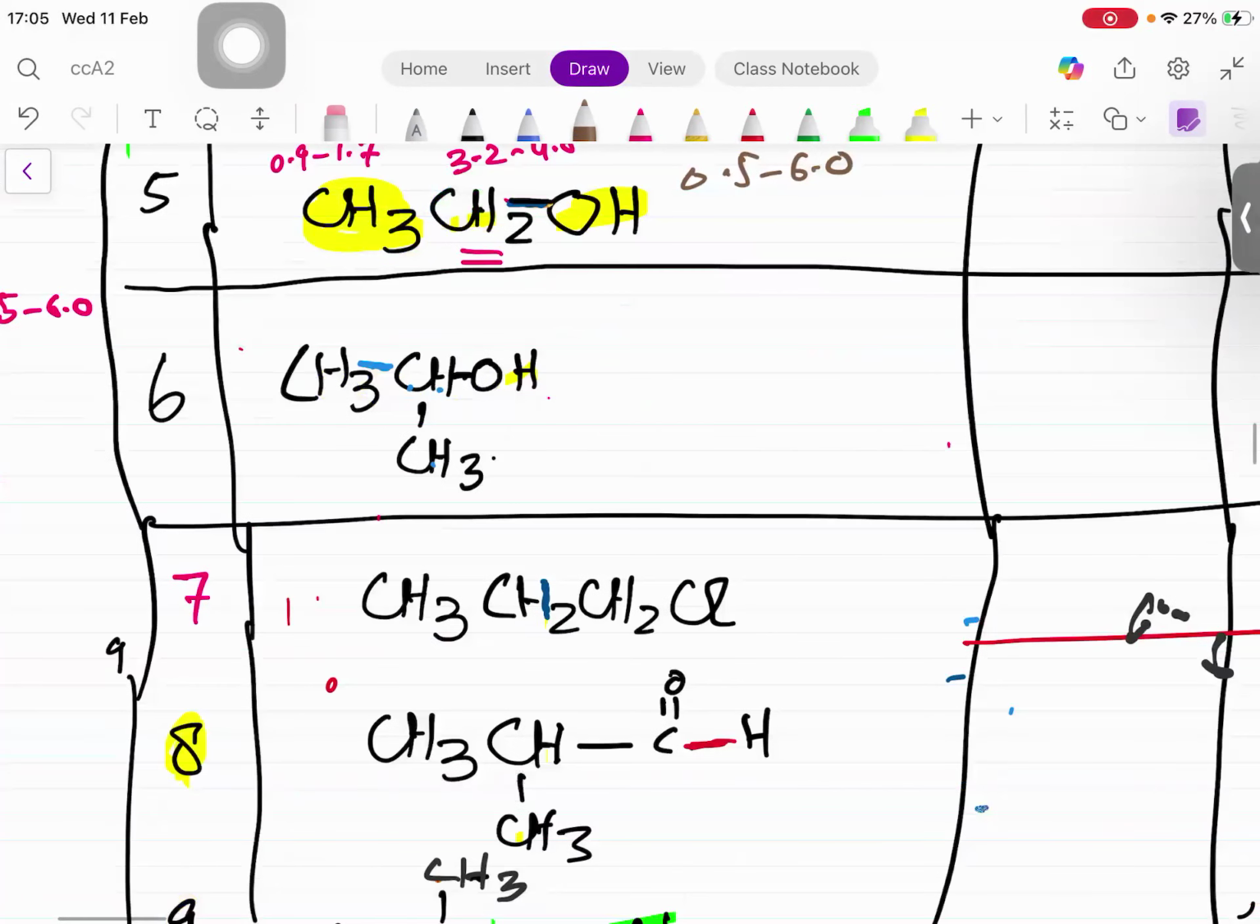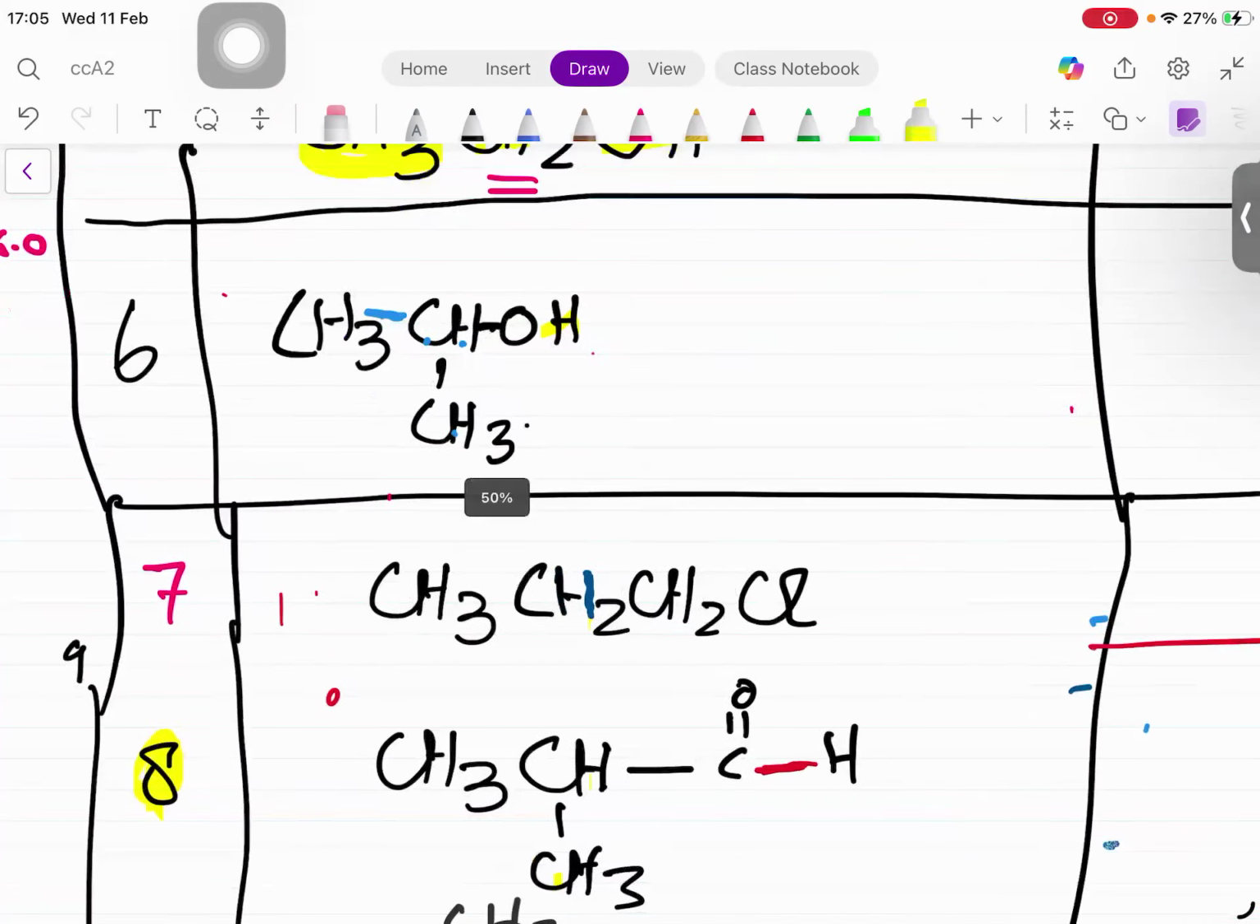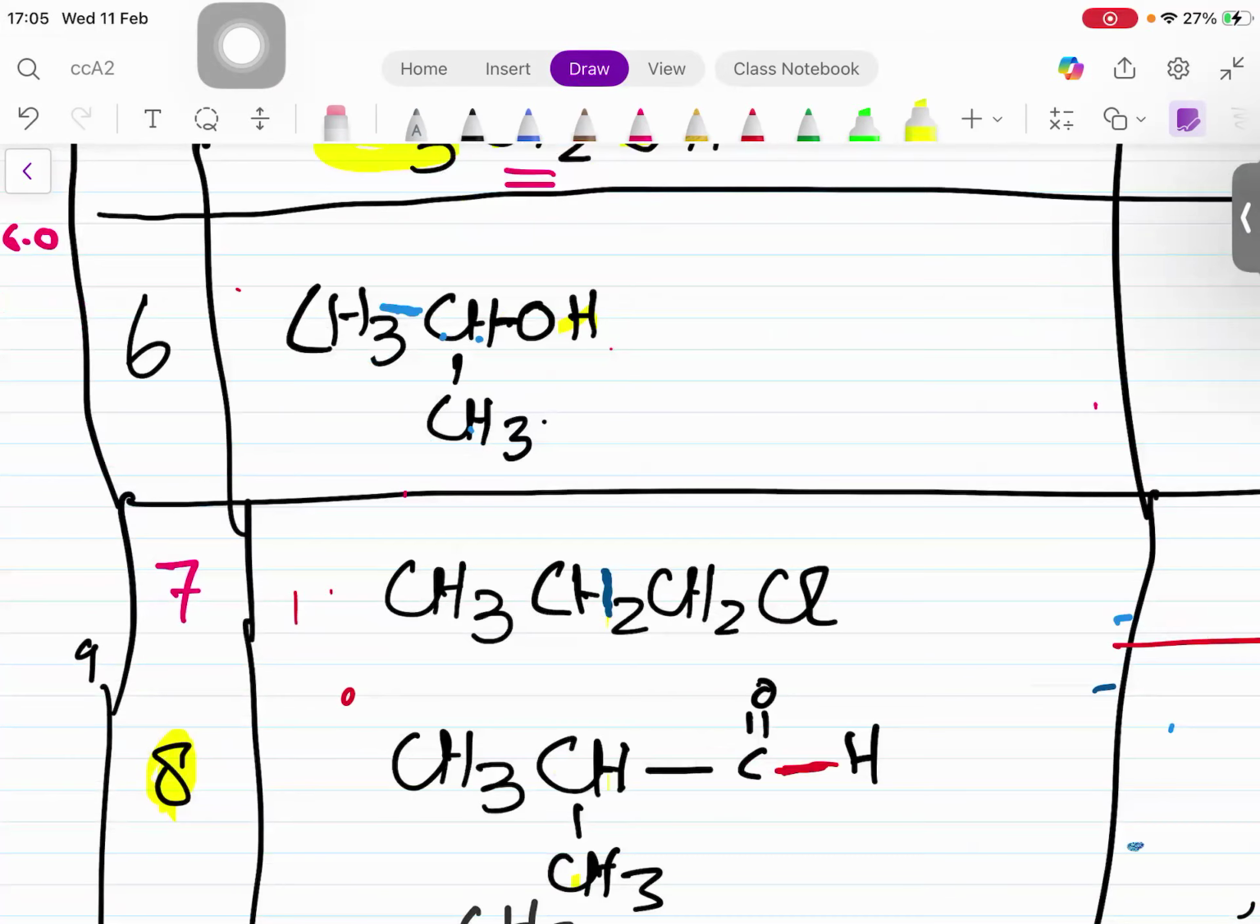What about this 6? So the 3 peaks, then again 0.9 to 1.7. These 6 hydrogens contribute to one peak. Yes, 0.9 to 1.7. What about this? The next peak, and the value is 3.2 to 4. And the last one?